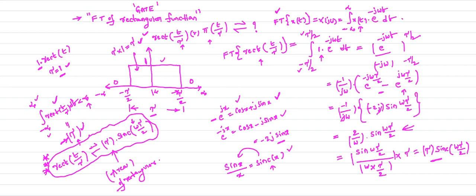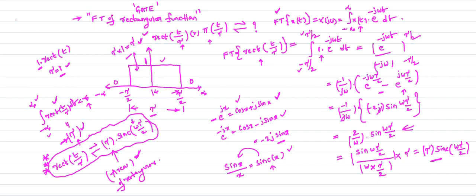To remember this expression, keep these two points in mind. The Fourier transform of rect of t by tau is, here tau is the area of the rectangular pulse. We already calculated that the area of the rectangular is tau, so the transform is tau into sinc of omega into tau by 2. Tau by 2 is half of the width of the rectangular function.